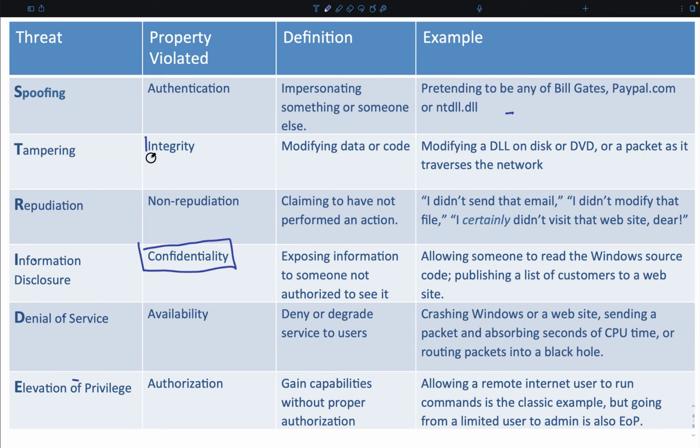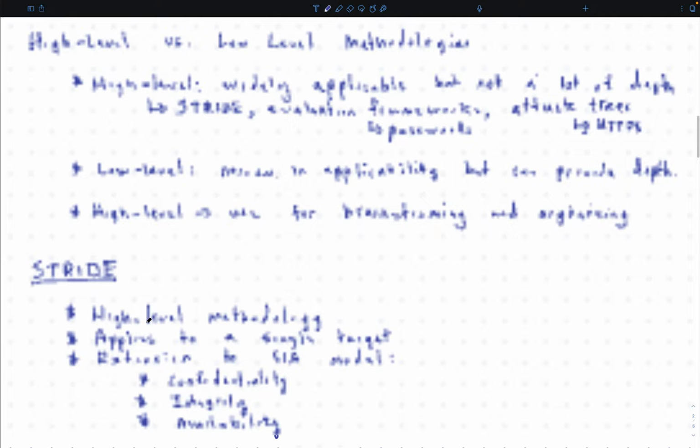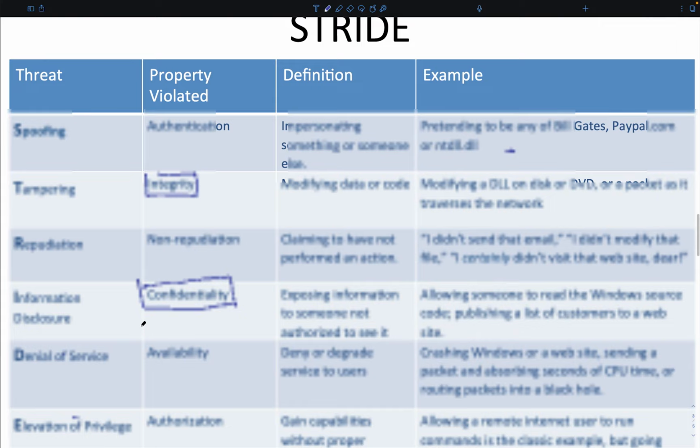And availability is flipped into denial of service. I forgot which A was the canonical A.